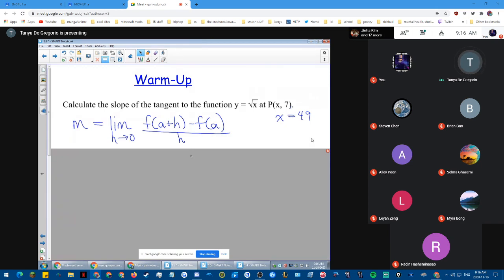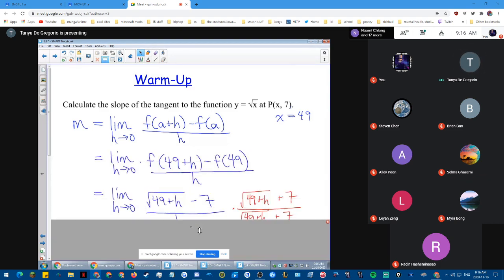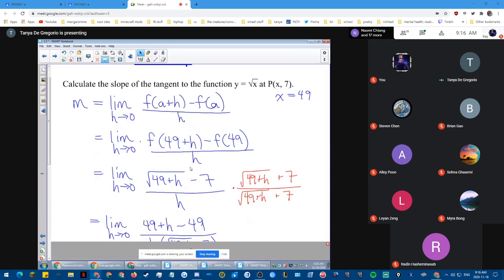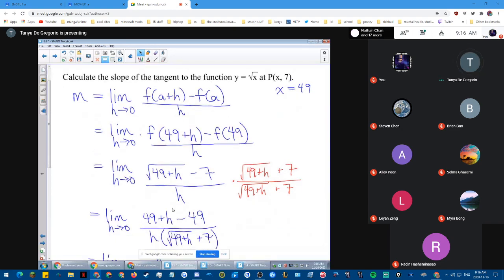Okay, that was the trick to this question. Okay, so I'll say that again. I have 7 equals root x, and if you're solving for x, then you have to get rid of that radical, so you're squaring both sides. So x is equal to 49. And then you're subbing into your regular formula to find the slope of the tangent.